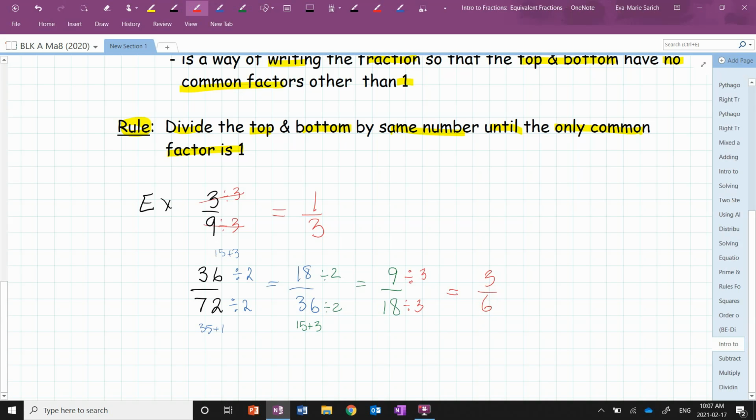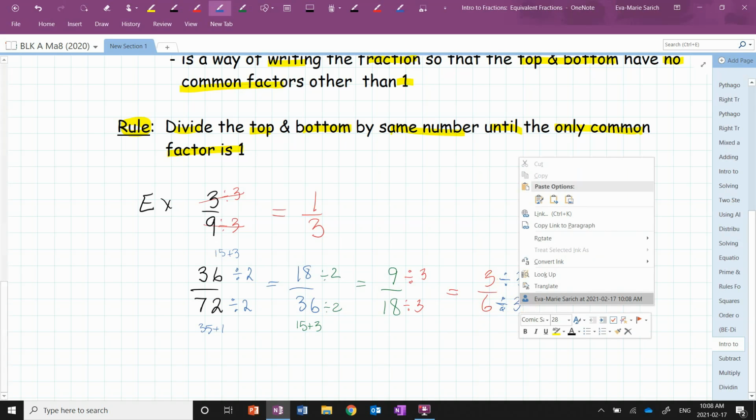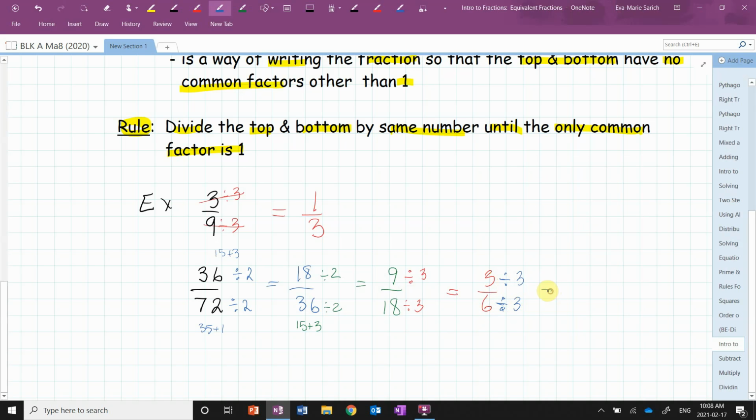Now, this is still not as low as it can go, right? We could divide again, because I'm hoping you all recognize that 3 divides by 3, and so does 6 divide by 3. So 3 divided by 3 is 1, and 6 divided by 3 is 2. There's our final answer. Now, that was a lot of work.